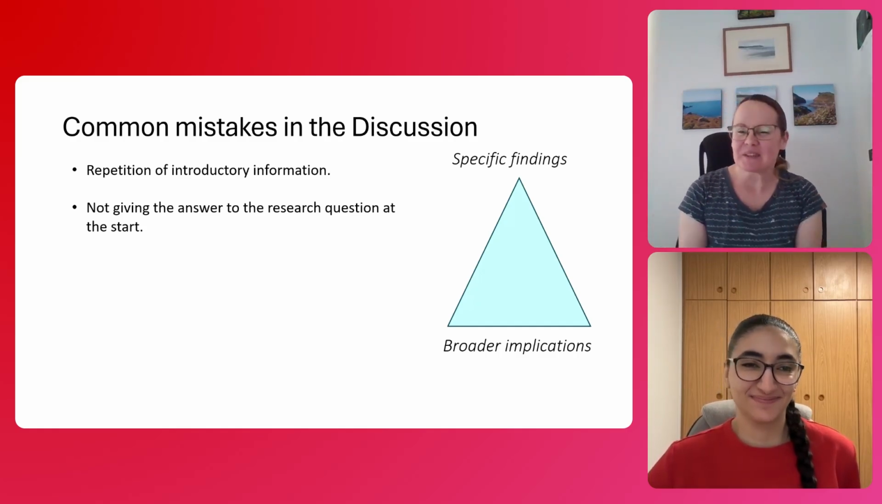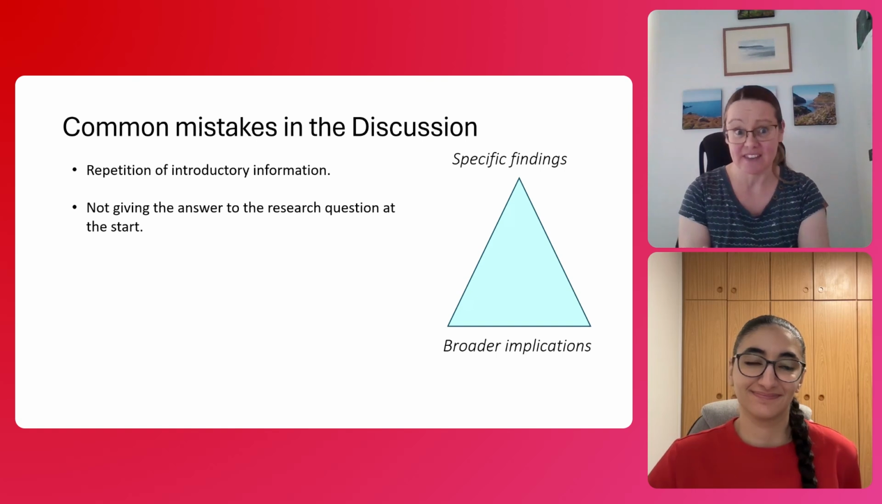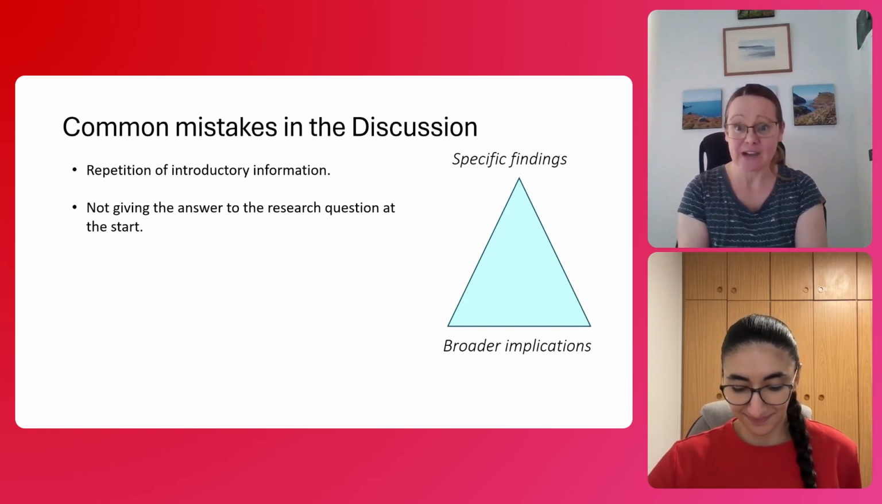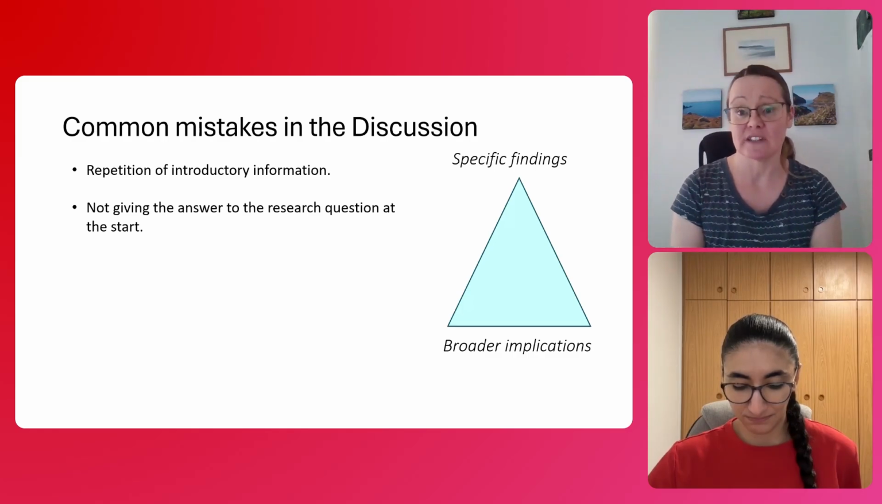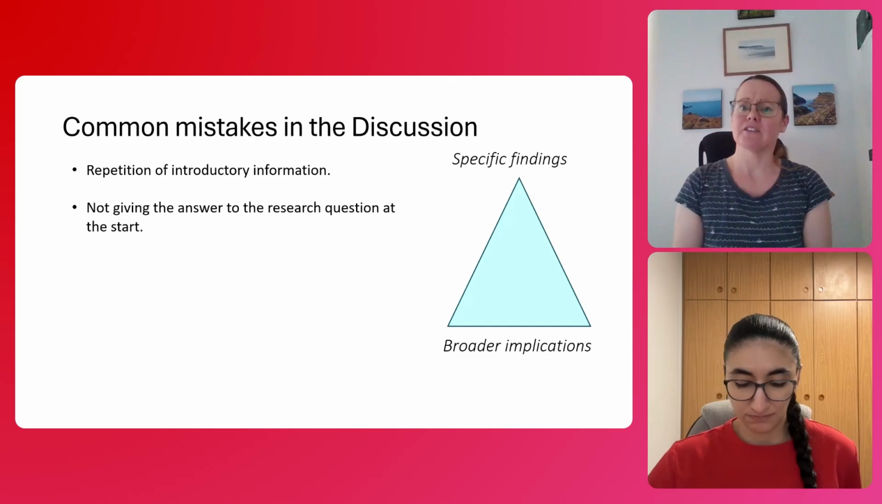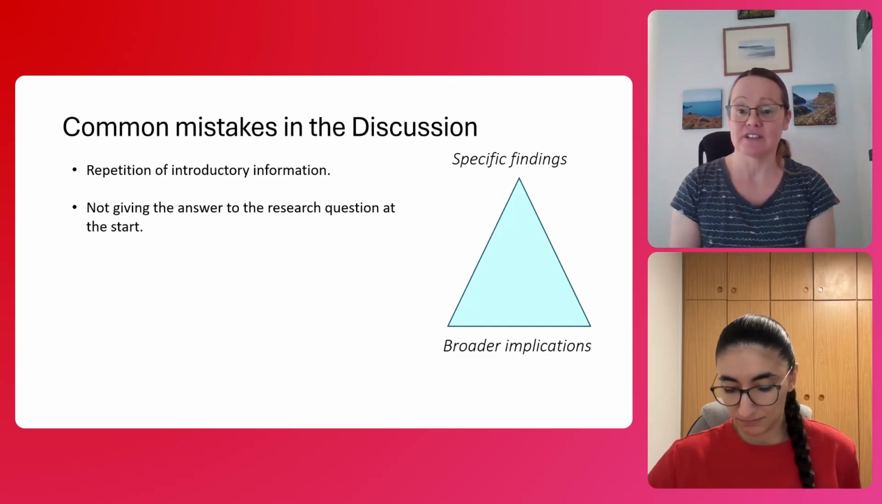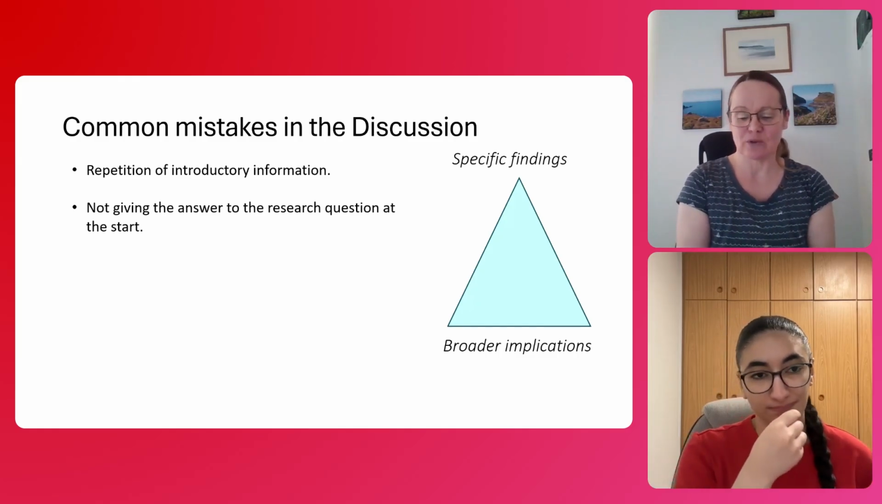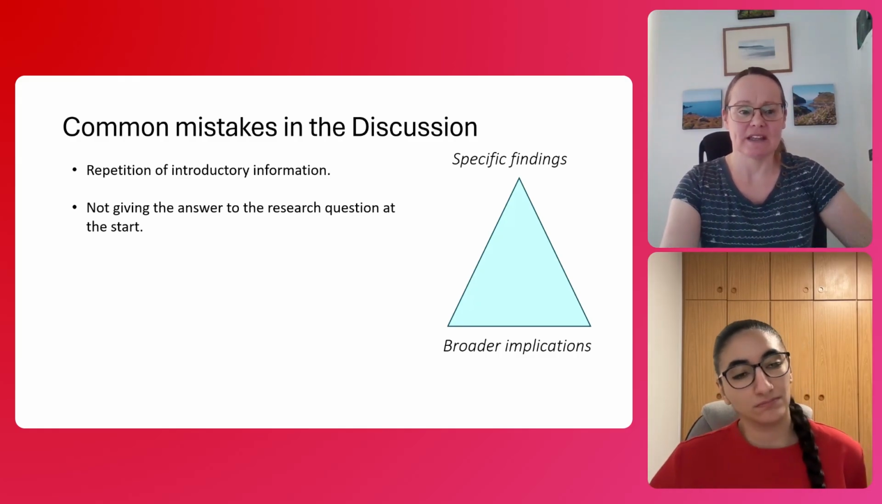What is the purpose of our discussion? We want to answer our research question, and then we have to justify that answer. We have to prove that answer is sound by referring to our data and referring to what is already published in the literature. We can't do that, we can't justify the answer to our research question, if we don't first tell the reader what it is. So make sure in that opening paragraph that you give your answer to the research question.